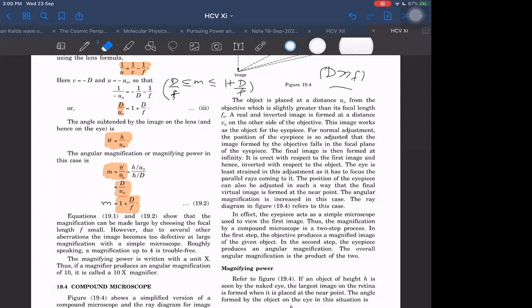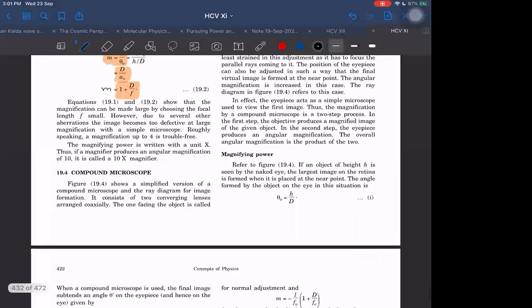But yes, if the final image is formed at the near point, then magnification becomes 1 plus d by f of the same lens only. The lens is the same, the lens is not changing. But for our eye, the angle subtended at our eye will appear to be larger, so it will appear to be more magnified. So understand this thing, that a slight variation will be possible, but approximately it will be equivalent to d by f only.